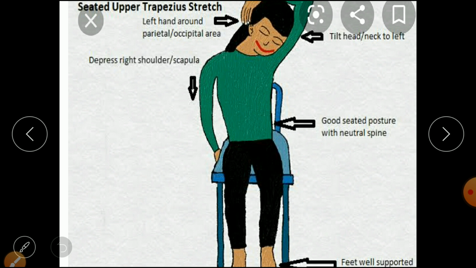Another technique is in the sitting position. The patient is in the sitting position, left hand around the parietal or occipital area. Tilt the head or neck to the left side because you want to stretch the right side. Then depress the right side scapula and shoulder, with a good seated posture and neutral spine. And then you gently stretch the right side.